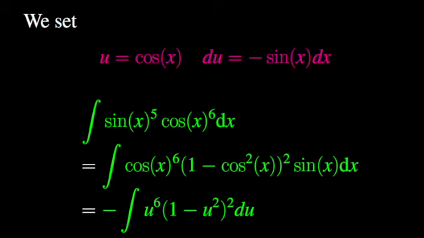When we substitute cos(x) by u and sin(x) dx by negative du, we obtain that the original integral is now equal to negative the integral of u^6 times the quantity (1 minus u^2)^2 du.